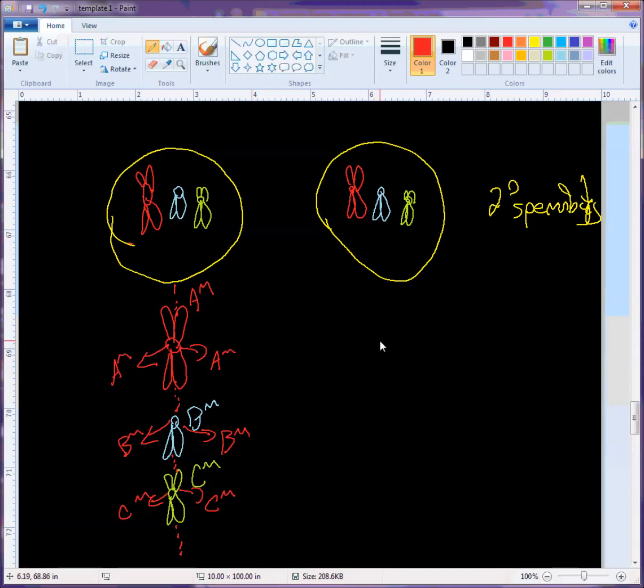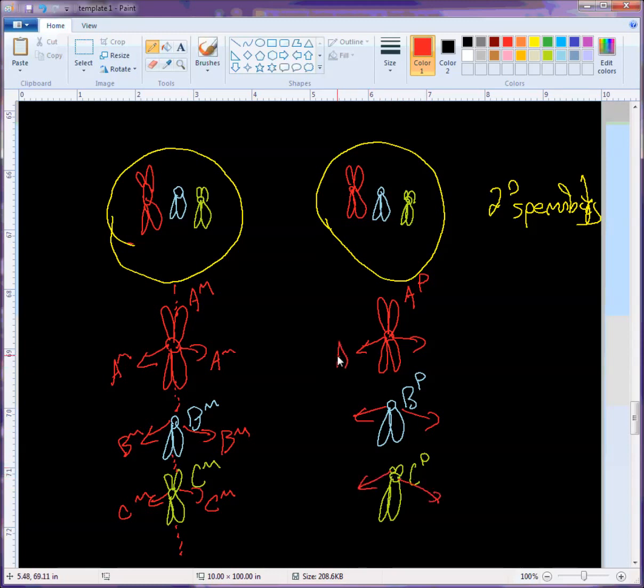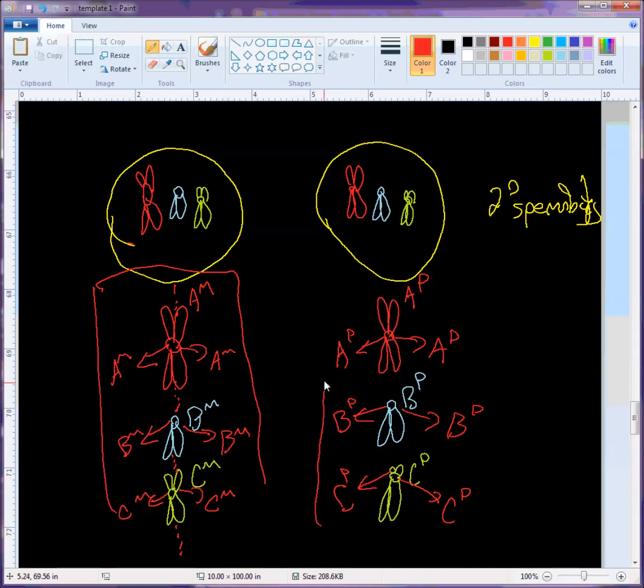Now this one over here is going to be very similar, except that all these chromosomes came from dad. So this is A from dad, P for paternal, remember that? B from dad, and C from dad. And during anaphase, centromeres would split, and you'd have A from dad going that way, A from dad that way, B from dad that way, and so on and so forth. Okay, so we have two possible combinations of chromatids during the early phases of anaphase in meiosis 2, one combination here and one combination here.